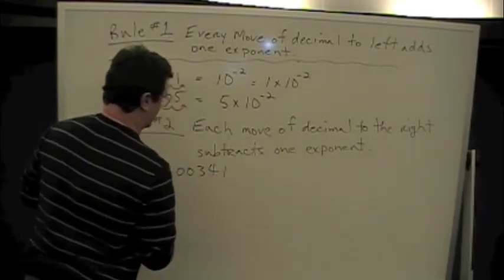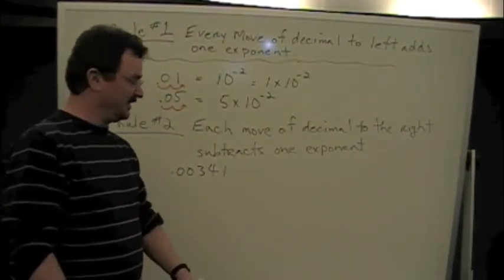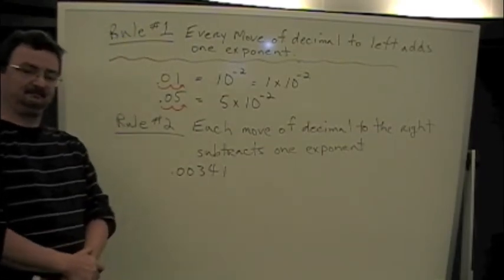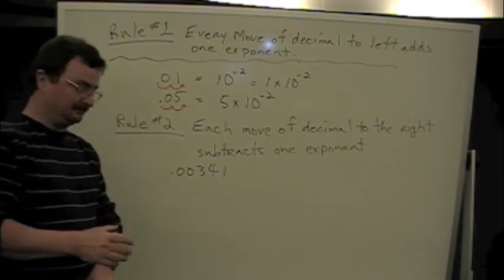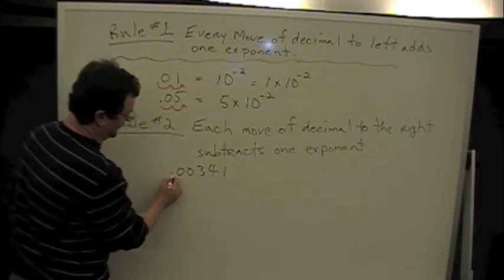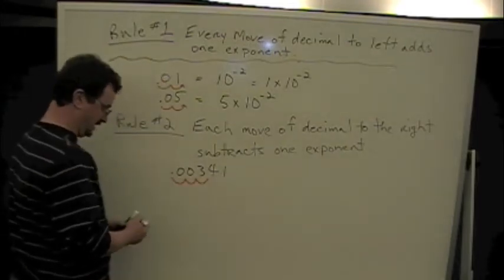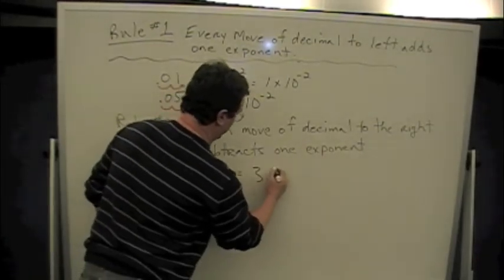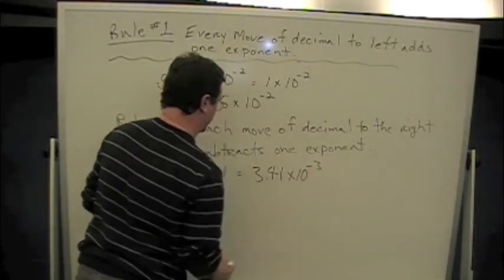0.00341. Okay. So you can hit the pause button on your computer and try this on your own. 0.00341. All right. Well, let's see what we come up with. You take the decimal and you move it over 1, 2, 3 places, and you get 3.41 times 10 to the minus 3.